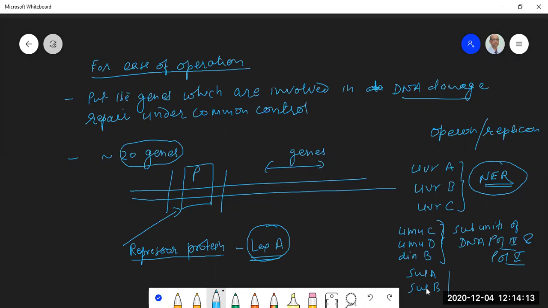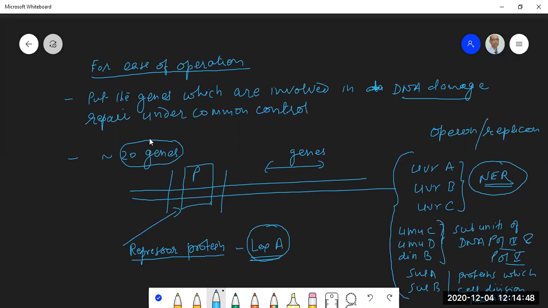These genes code for proteins which are cell division inhibitors. These proteins will not allow the cell to divide because DNA has not been replicated fully. So they will delay the cell division process. These are all survival tactics, right? So these are some of the common genes which are involved in DNA damage repair.